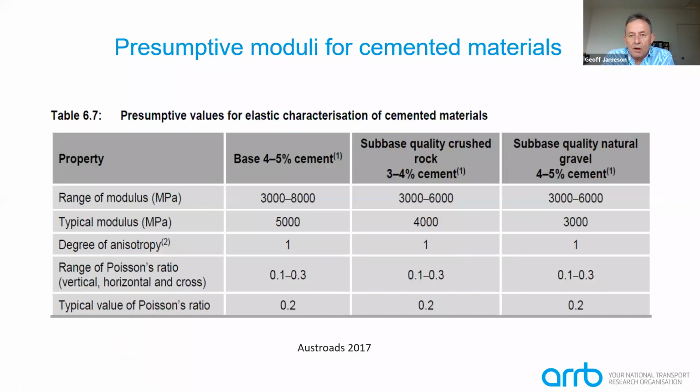The third means of obtaining a design modulus is to use presumptive values. And in the guide, there are presumptive values there. For example, for a high quality base course material with 4 or 5% cement, you might use a modulus of 5,000, whereas for a sub-base material with 4 or 5% cement, you might use 3,000 MPa. So that is also a common means of characterising the design modulus of cemented materials, just to use presumptive values.